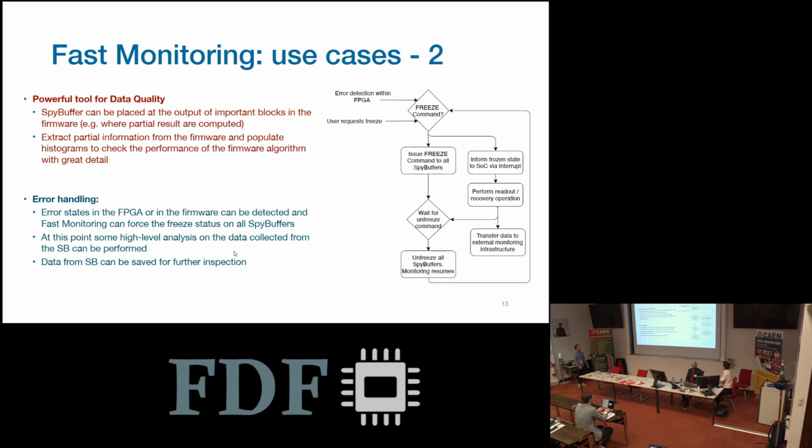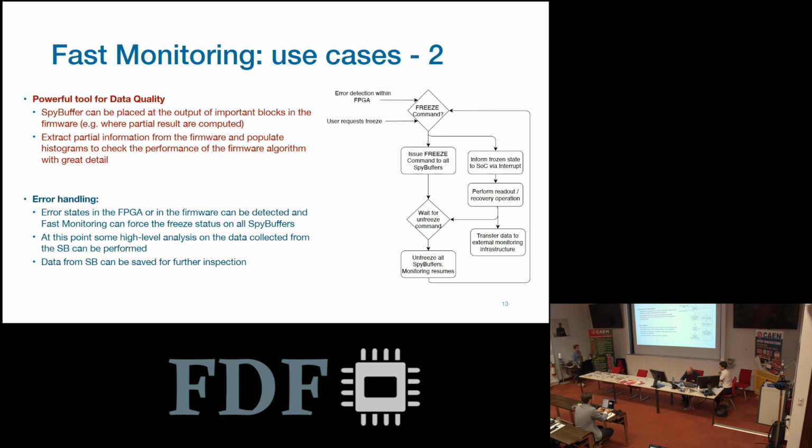As an alternative, this is mostly jargon for people that are in the high-energy physics experiments, but this is also a powerful tool for data quality, because you can put these Spybuffers after some key parts of your firmware, and they will extract some key features from your reconstruction algorithm, for instance. And this can be published to some database that you can use in order to make data quality plots and check that everything that your algorithm is supposed to do is behaving correctly.